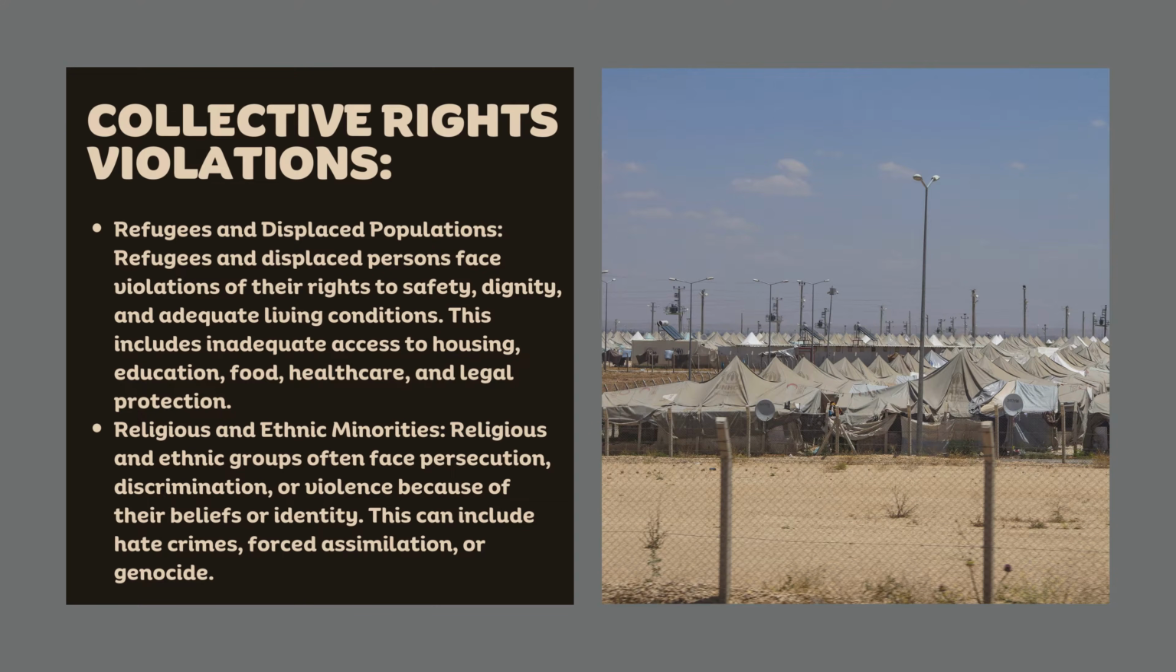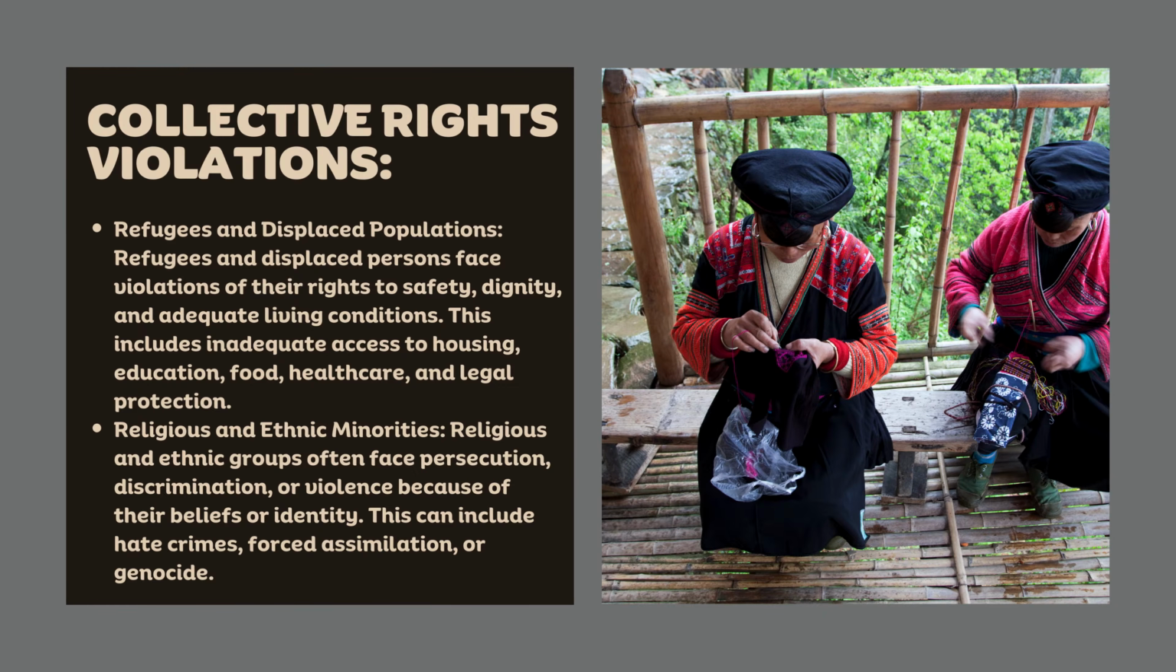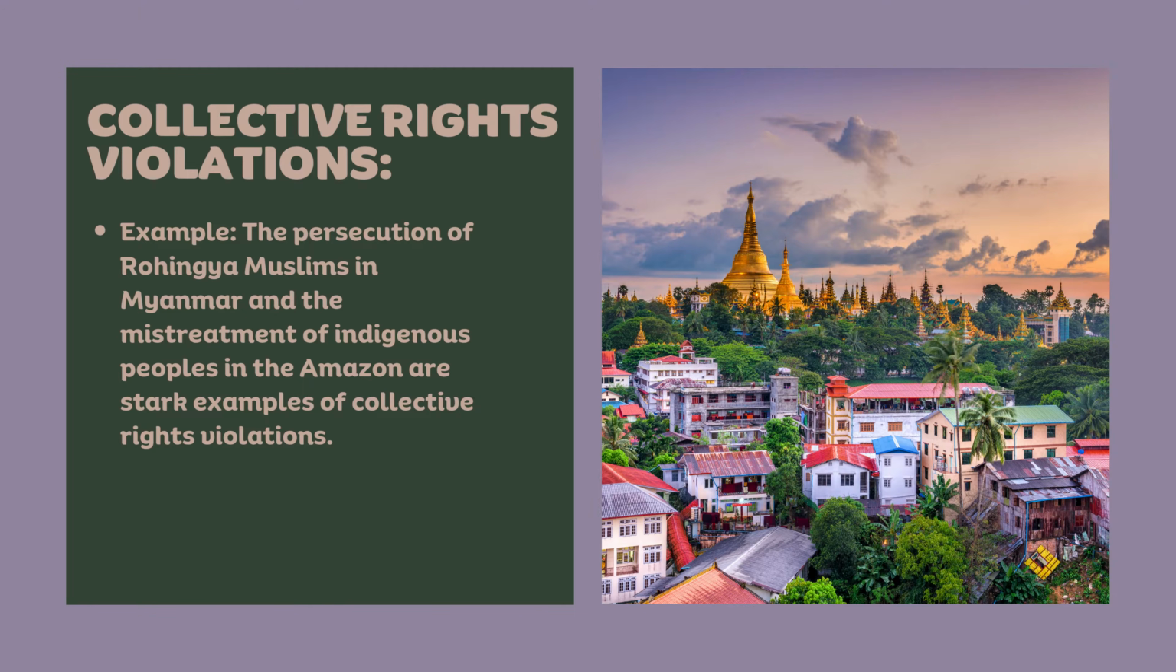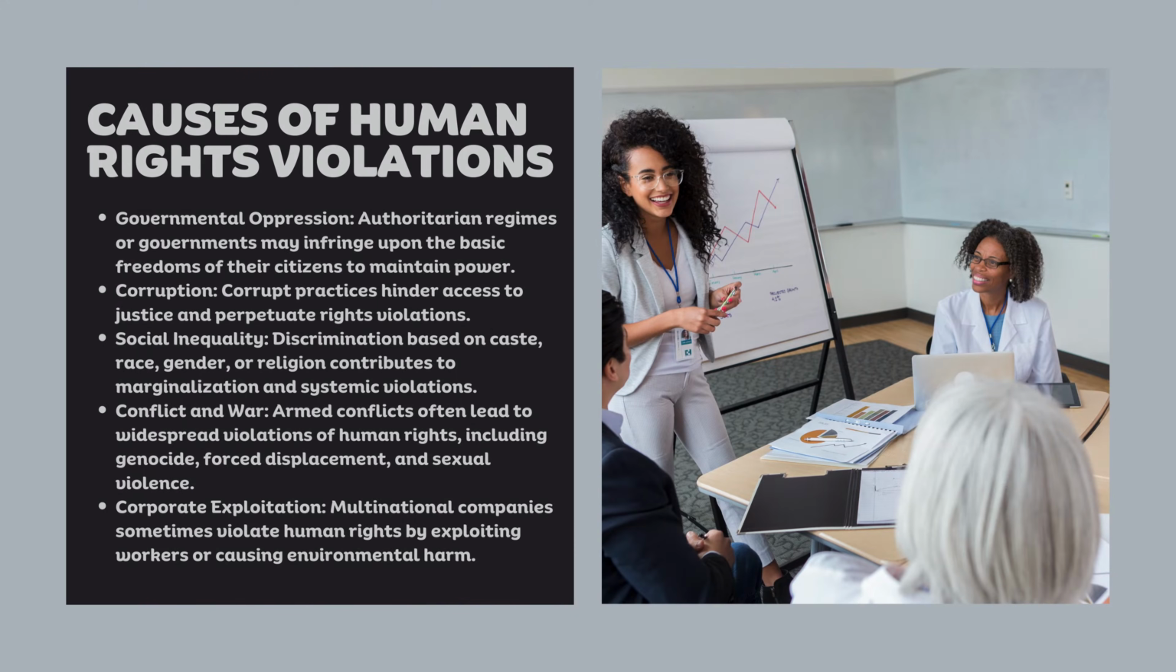Refugees and displaced persons face violations of their rights to safety, dignity, and adequate living conditions. This includes inadequate access to housing, education, food, healthcare, and legal protection. Religious and ethnic minorities. Religious and ethnic groups often face persecution, discrimination, or violence because of their beliefs or identity. This can include hate crimes, forced assimilation, or genocide. Example: the persecution of Rohingya Muslims in Myanmar and the mistreatment of indigenous peoples in the Amazon are stark examples of collective rights violations.